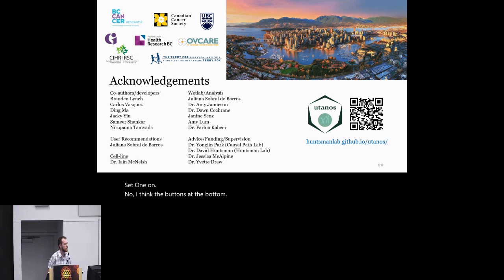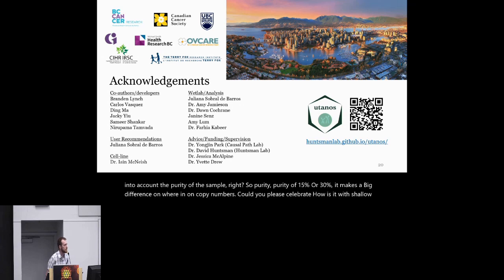Thanks for the great talk and the great tool. So when calling copy number variants with high coverage panels or whole exome sequencing in cancer, usually it's important to take into account the purity of the sample, right? So purity 15% or 30%, it makes a big difference on copy numbers. Could you please elaborate how it is with shallow sequencing? Do you take into account purity? Absolutely, yeah. It's a big thing to consider.